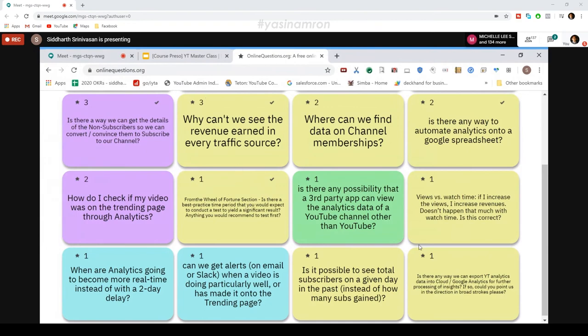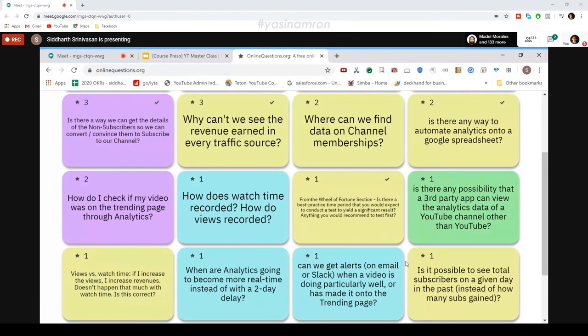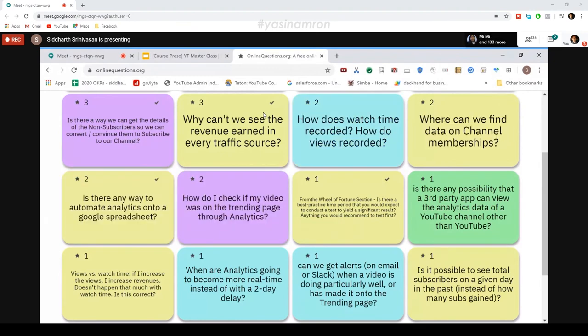When are analytics going to become more real time instead of a 2-day delay? Another really frequently asked and popular question. We actually launched a real time metric feature about 2 years ago to address this question. But we also realized that the real time metrics wasn't fully what you were looking for. It's probably not an answer that everyone wants to hear, but the 2-day delay is there for a reason. Like what Poonsak mentioned in our previous webinar, YouTube is constantly trying to clean the data. There are plenty of bots and fake views occurring on many videos, so it takes 2 days for us to sift through and give the viewers and yourself the right view count.